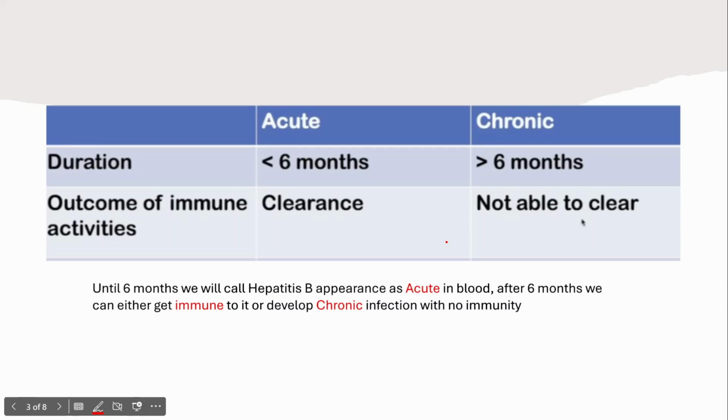So let's talk about the difference between an acute infection and a chronic infection. An acute infection is the infection that lasts only 6 months, and after that, the person develops immunity against the infection. Whereas the chronic infection lasts more than 6 months and you never develop immunity against it, and the infection continues for years and years. So the time frame is very important.